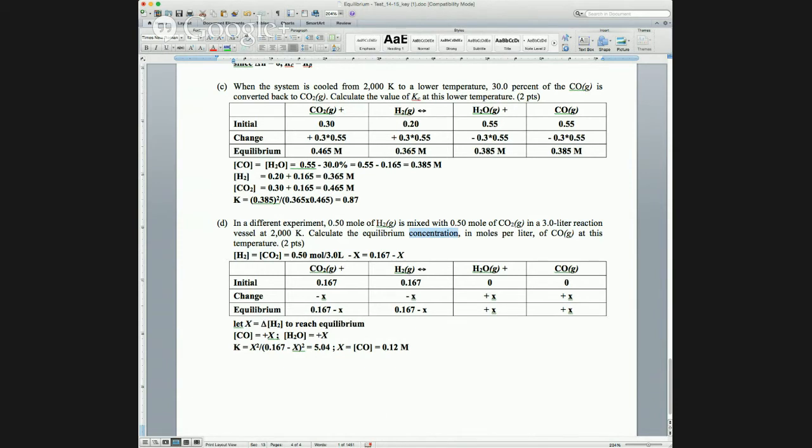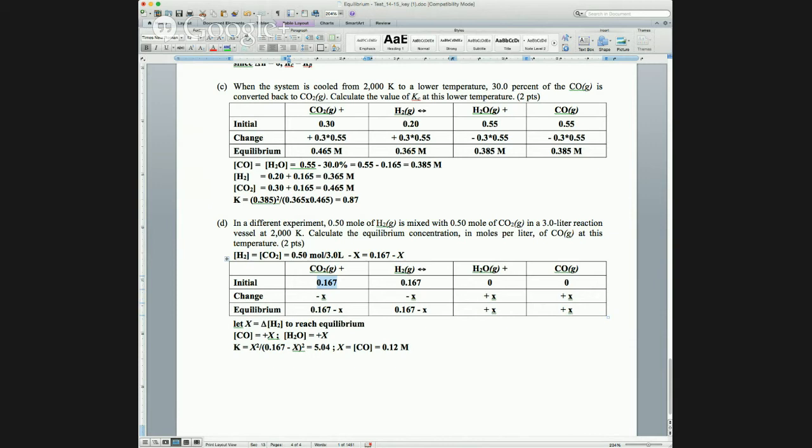So 0.5 divided by 3 gives you 0.167. That's the same concentration for CO2 and H2. Now, it says that it's mixed together, and it does not mention the concentrations or the number of moles of your products. That means that it's 0. And since it's 0, we know that the reaction is going to proceed to the right as it approaches equilibrium, which means you're going to lose a certain amount, X, from each side, and you're going to gain a certain amount, X, on the other side.